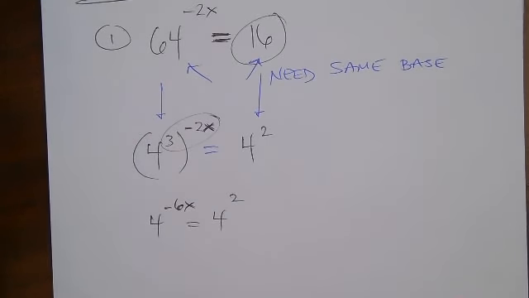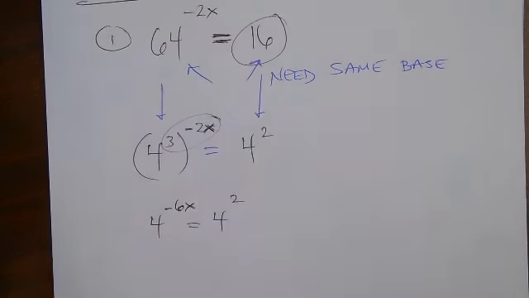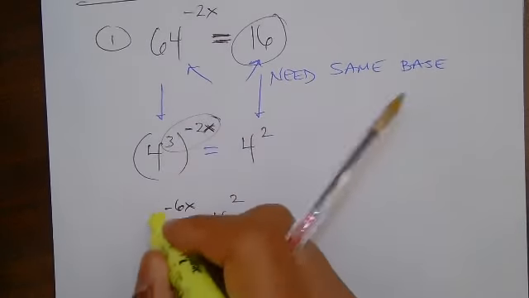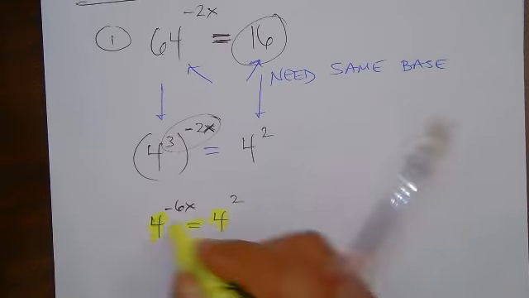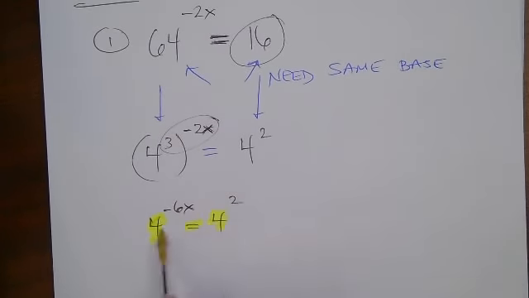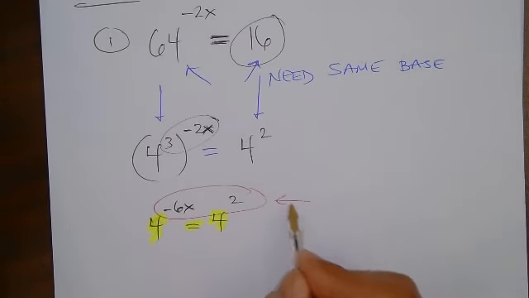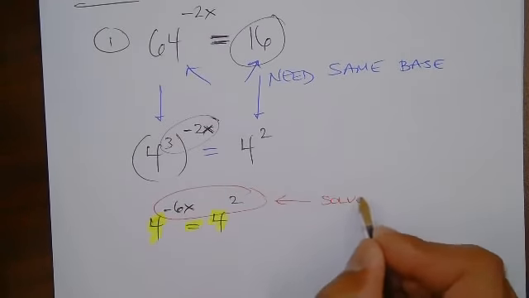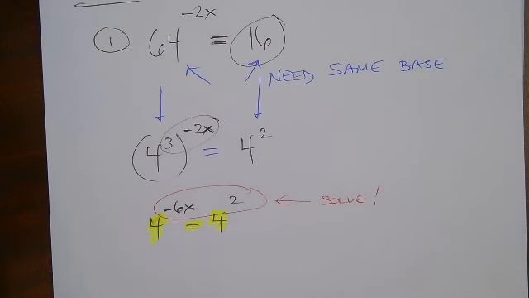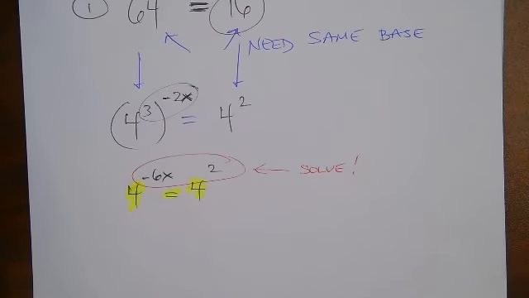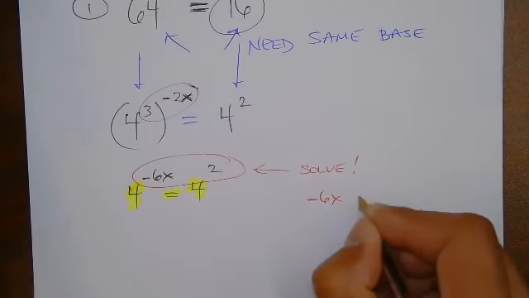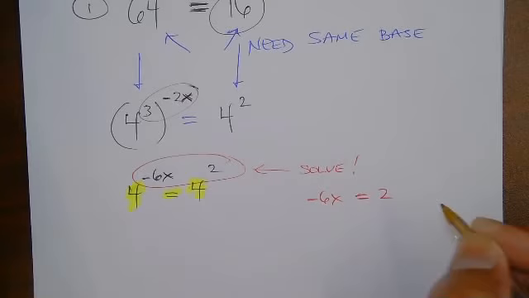Now that we have the same base, I don't care what that base is. I don't care if it's 4 or 6 or 5. I don't need to worry about the base anymore. Once the bases are equal and they're equivalent, I don't need to look here anymore. I just got to solve up here, right? We learned this yesterday. Solve the expression left up in the exponent. So what is it going to be? Negative 6x is equal to 2?